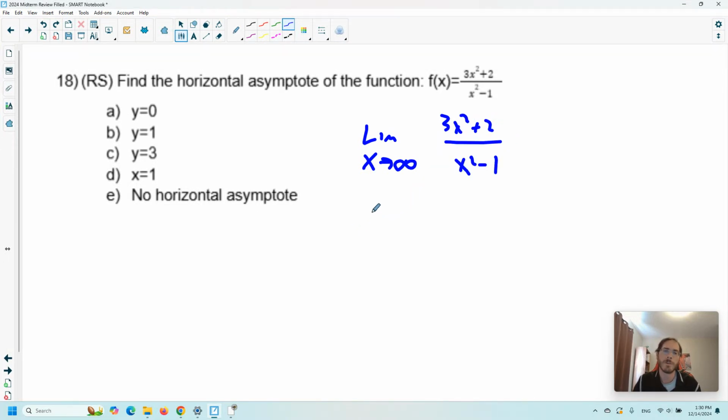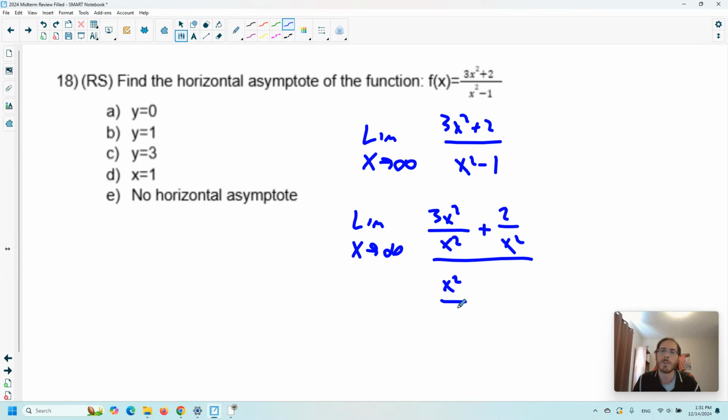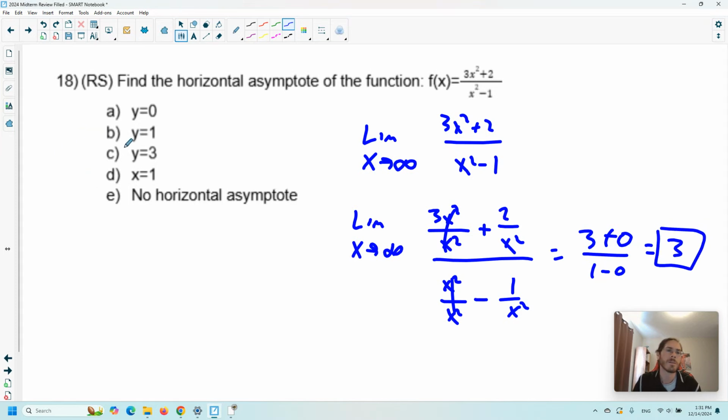And when we're solving our limits at infinity, we've got a lot of techniques that we could use. If we're doing our technique from unit 1, we're just dividing by the highest power of x. So 3x squared over x squared plus 2 over x squared, over x squared over x squared minus 1 over x squared. And then each of our limits, we get 3 plus 0 over 1 minus 0, which gives us 3. All right, and again, we know that it's got to be a y, can't be an x. X is our vertical asymptotes.